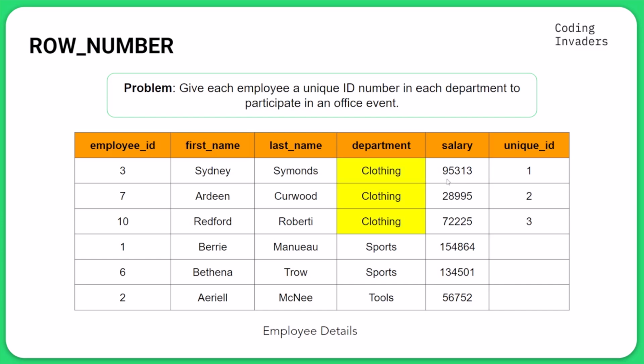So for clothing department, right? Let's say our data is sorted by employee ID. So we'll give unique row number to these. The first row is given rank of 1, second row 2, then 3. Right? Similarly, we can do the same for sports. The first row is given rank of 1, second given 2 rank. Right? And the third one has only one row, so it is given the 1 rank. Right? Now let's go to the database and let's see the query.